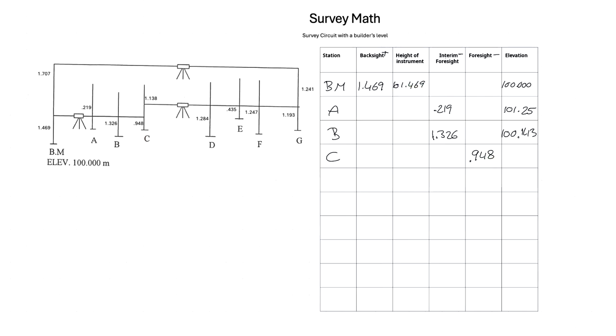So 101.469 minus 0.948. 100.521. Wonderful. With the height of instrument, make sure you put in the right number in the calculator again. It's really easy to leave the elevation numbers that you figured out in the calculator and use those to keep going, and that is a very common mistake.